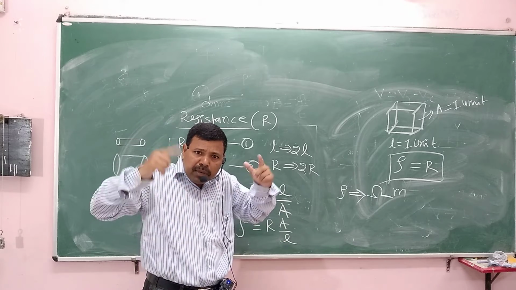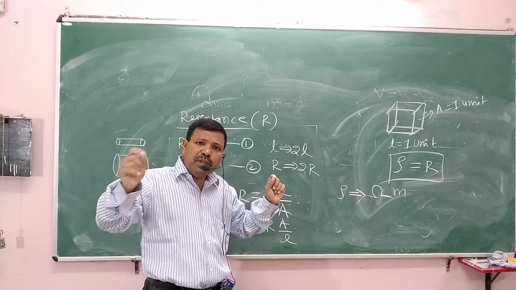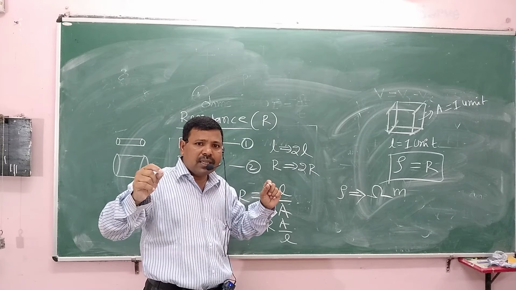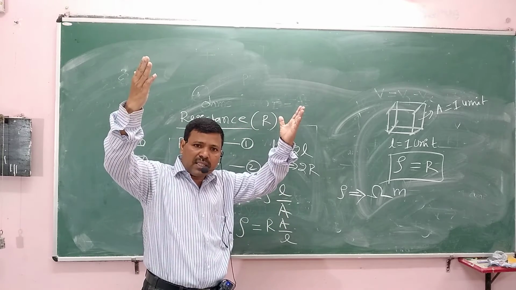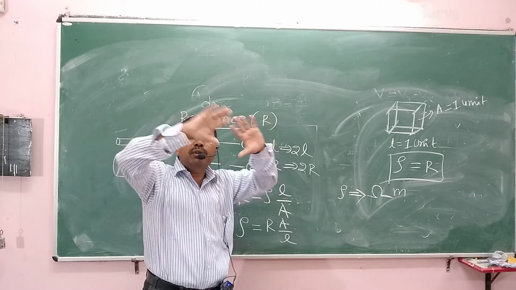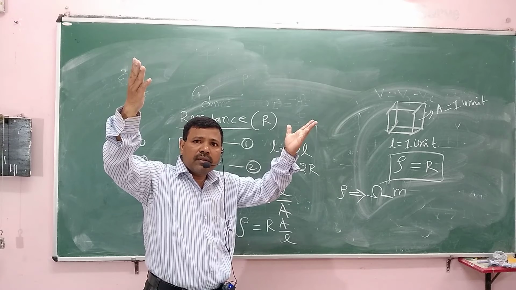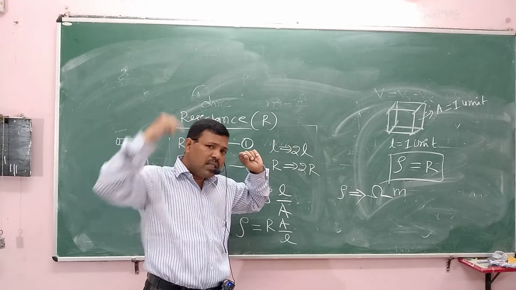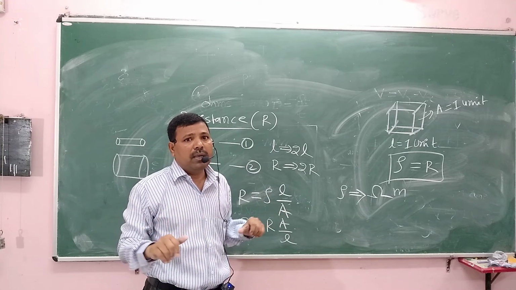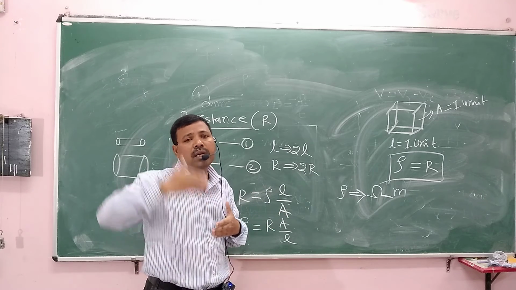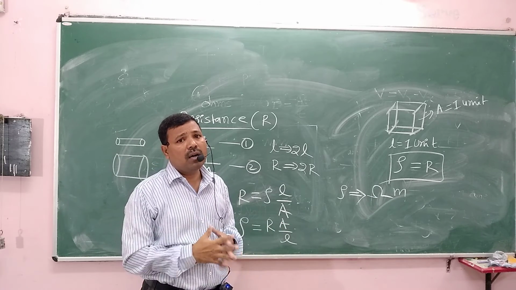If the temperature of the material increases, resistivity increases. Suppose if you take aluminium at 12 degrees Celsius, it will have different resistivity. The same aluminium at 1000 degrees Celsius or some 500 degrees Celsius, it will have different resistivity. Okay, so resistivity depends on temperature as well as the nature of the material. Aluminium will have one resistivity, copper will have another resistivity, silver will have another resistivity, and so on.